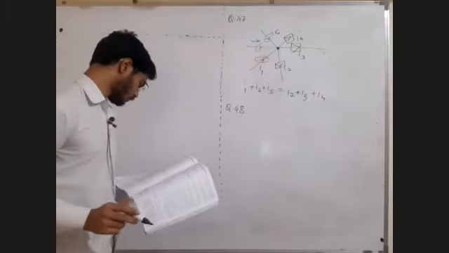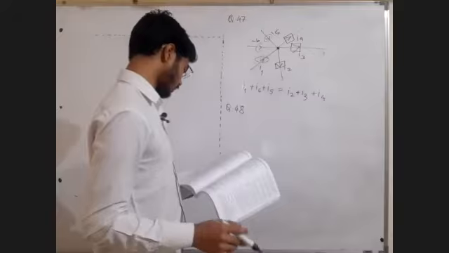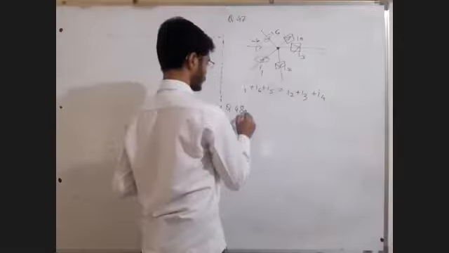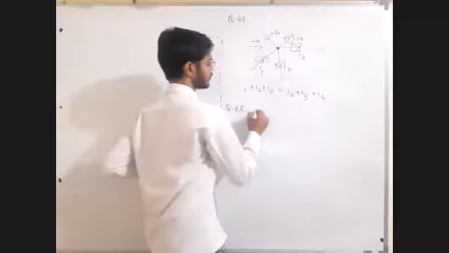Next question. The potential of the point O in the steady state circuit is the potential at point O. Just like temperature at the junction, just like that, potential at the junction.